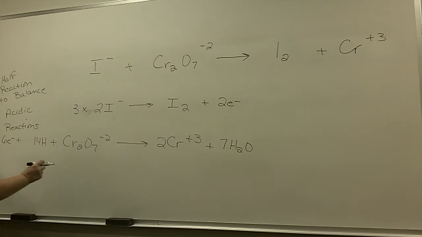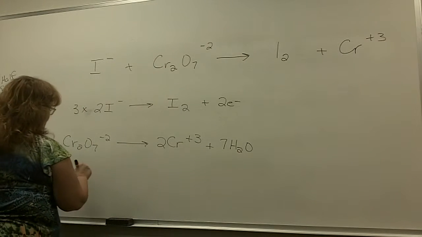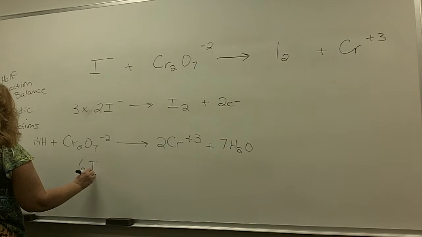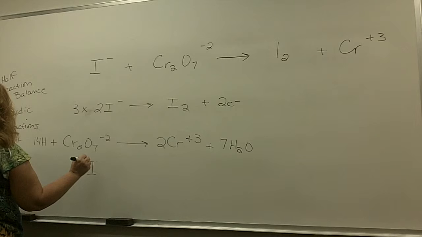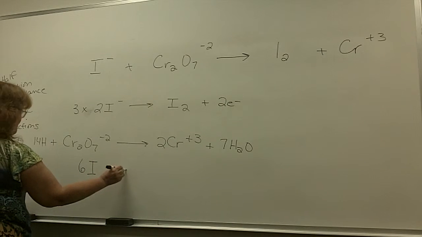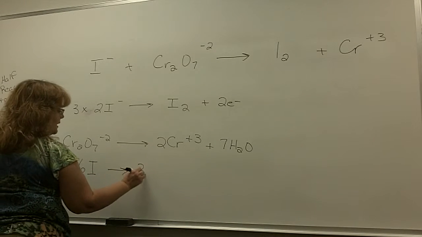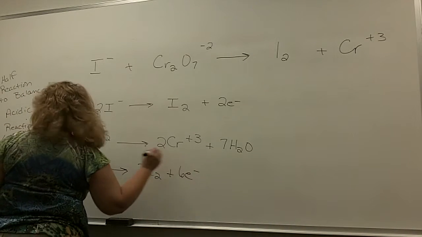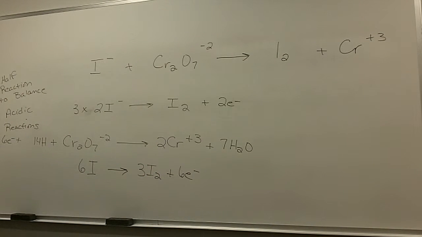So now I'm going to have 6 iodines yields 3I2 plus 6 electrons. I will include this on the worksheet, but I will work some examples for you, to give you an example to go by.